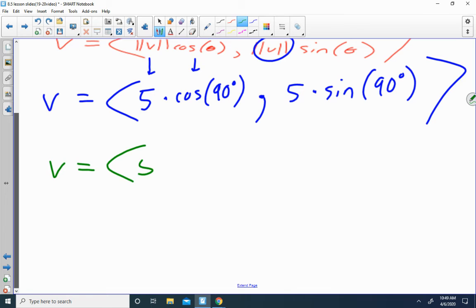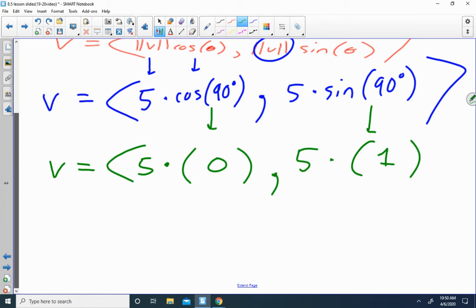So if you take a look at the calculator, you'll first do cosine of 90 degrees, which should end up getting you 0 when you do cosine of 90. Then you'll do 5 times sine of 90, and sine of 90, if you put that in your calculator, that'll give you 1.